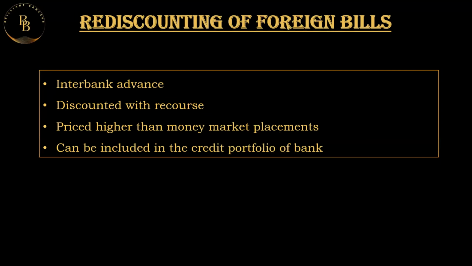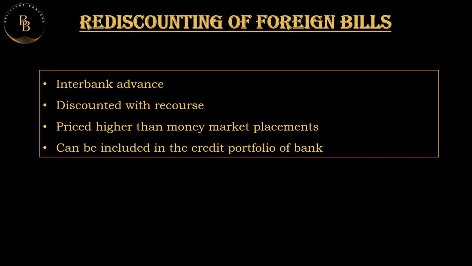In the case of rediscounting, this is an interbank advance where the treasury refinances the foreign currency bills purchased or negotiated by the other bank. This is a kind of treasury product as the bills are rediscounted with recourse to a bank.